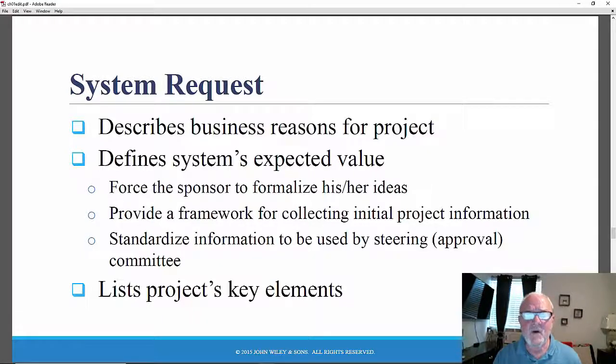So some of the things they might talk about would be the system's expected value, return on investment for the organization, maybe strategic value, strategic alignment. It doesn't have to be strictly an economic benefit. Achieve a competitive advantage over your rivals. Anything that helps to sell the system.